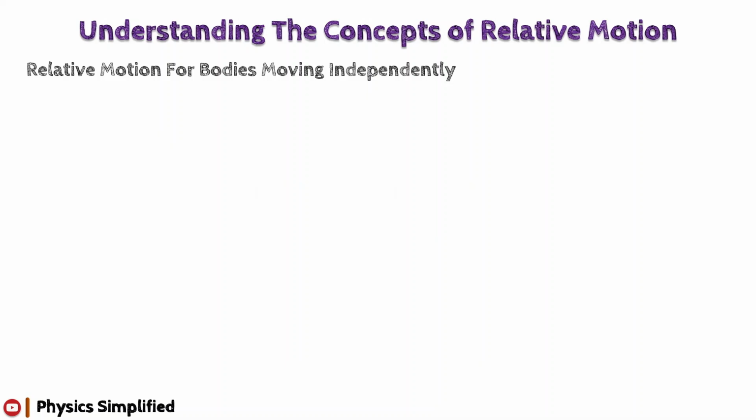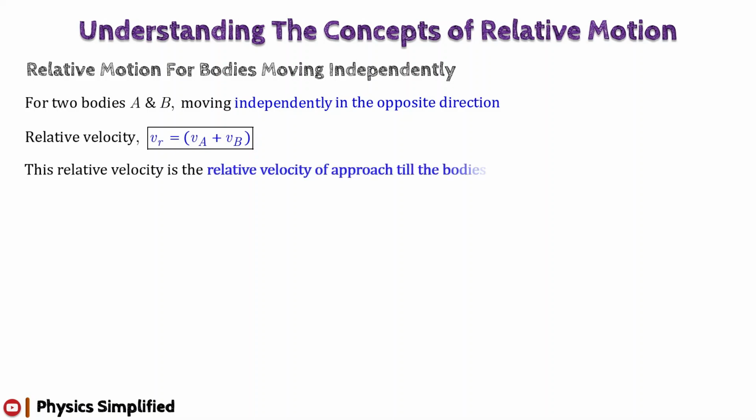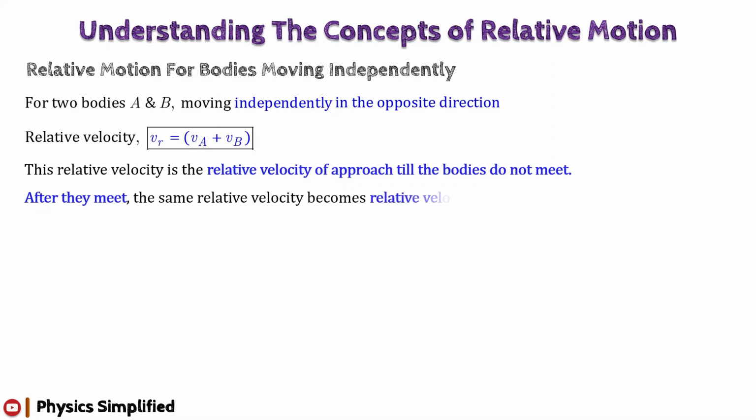Now we consider that the two bodies are again moving independently, but in opposite direction. In this case, their relative velocity is equal to v_A plus v_B. This is because the direction of velocity of one object is opposite to that of the other. Till the bodies do not meet, this relative velocity is the relative velocity of approach. But after they meet, the same relative velocity becomes relative velocity of separation or receding.